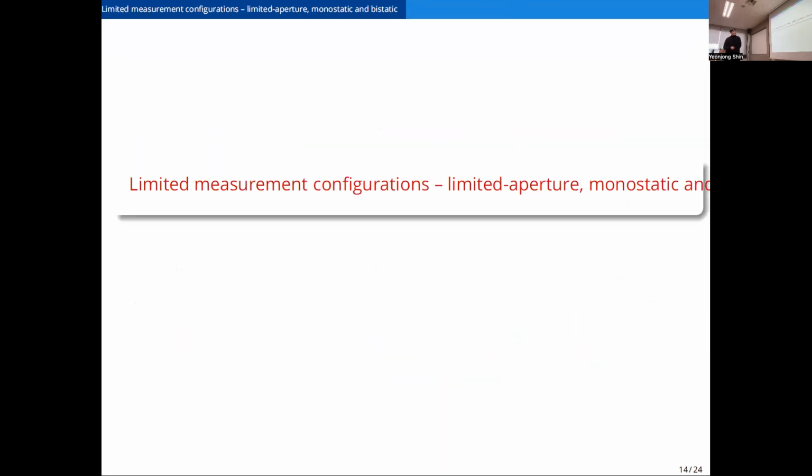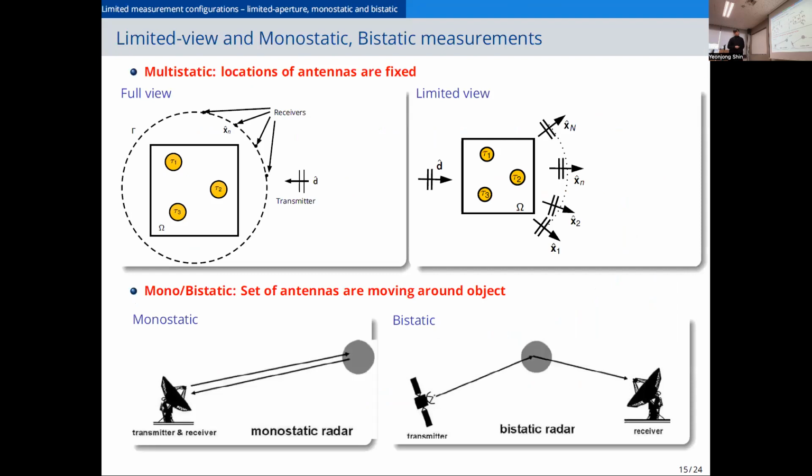Now I'll talk about the limited measurement configuration: limited aperture, monostatic, and bistatic configurations. Now we recall the meaning of full view, limited view, monostatic, and bistatic configuration. Full view is the previous result. There is a transmitter antenna and multiple receiver antennas, and all the antenna locations are fixed. And limited view is where there is some incident field, and we only measure a limited range.